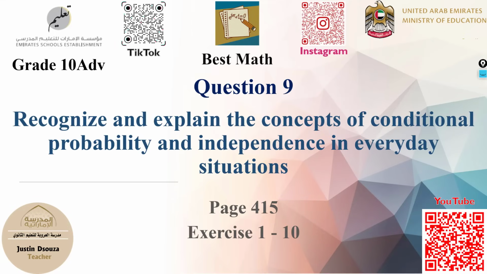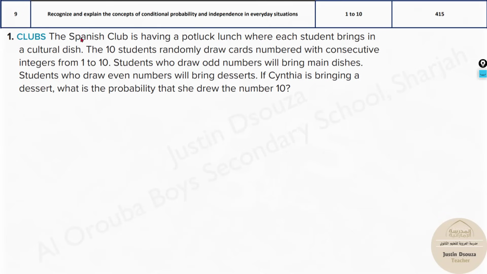In this video, we will learn about conditional probability. Here, the Spanish club is having a potluck lunch where each student brings in a cultural dish. The 10 students randomly draw a card numbered with consecutive integers from 1 to 10. Students who draw odd numbers will bring main dishes. Students who draw even numbers will bring desserts. If Cynthia is bringing a dessert, what is the probability that she drew the number 10?